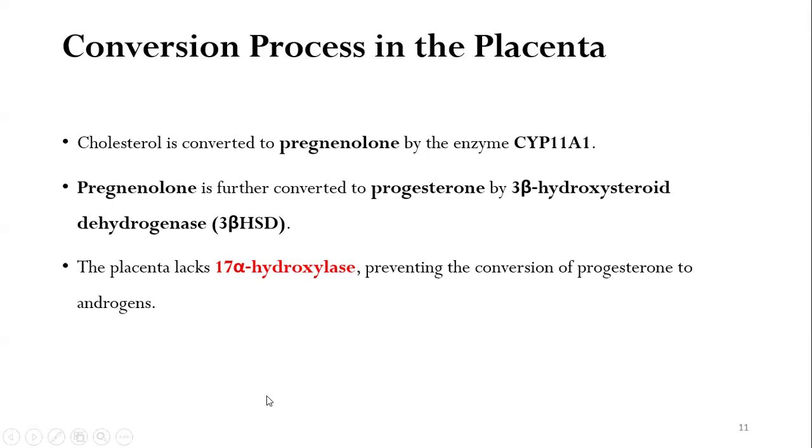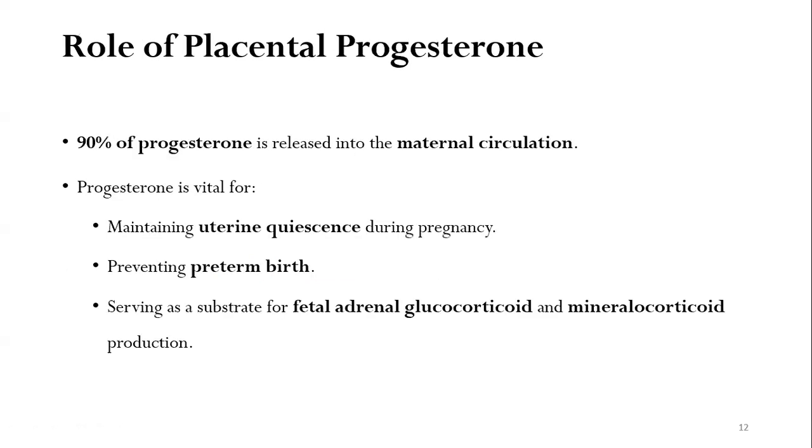The placenta lacks the enzyme 17-alpha hydroxylase, which is responsible for the conversion of progesterone to androgens. So this slide is very, very important. Cholesterol is converted to pregnenolone with 11-alpha hydroxylase. Pregnenolone is further converted to progesterone with 3-beta hydroxysteroid dehydrogenase. But the placenta lacks 17-alpha hydroxylase, so it is not responsible for the conversion of progesterone to androgens.